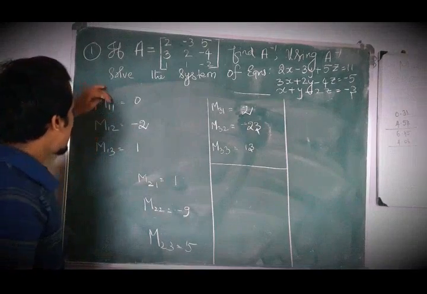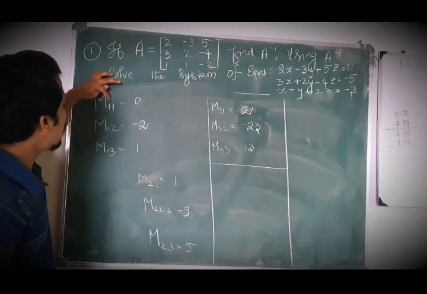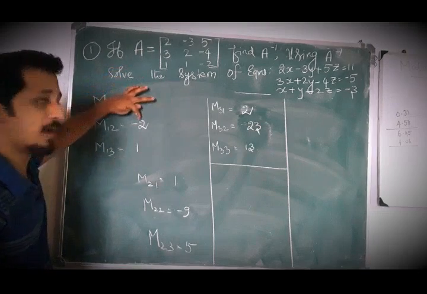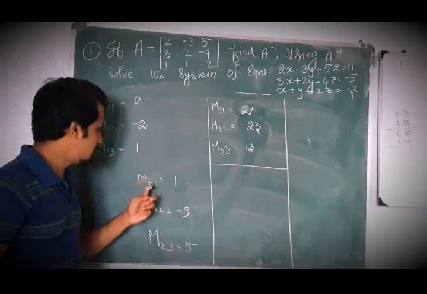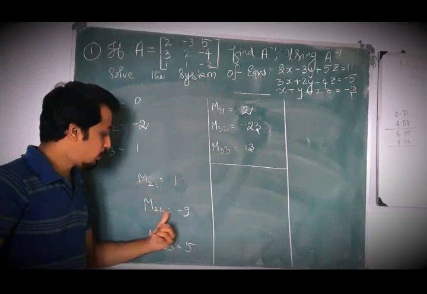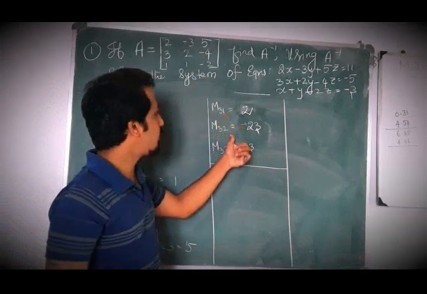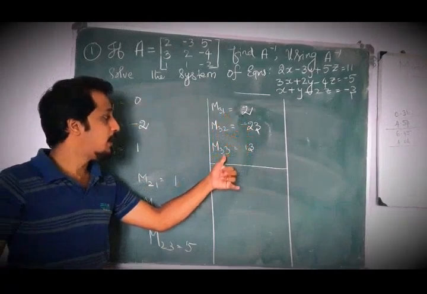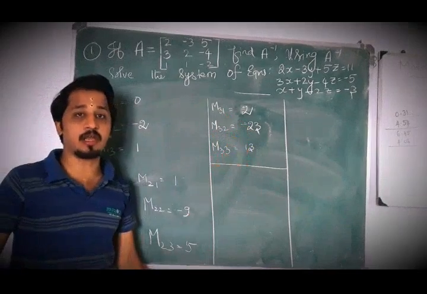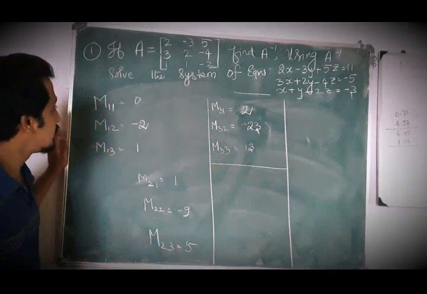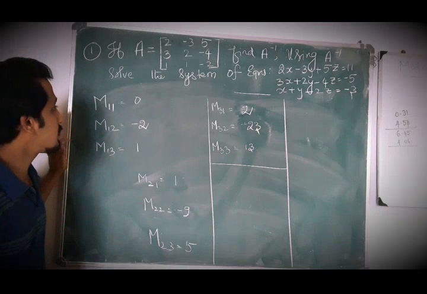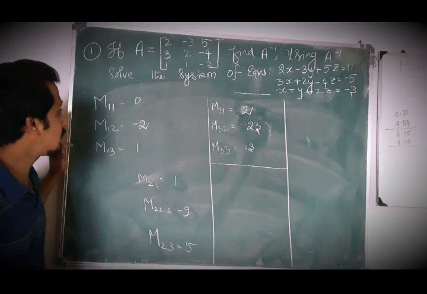Just go through this. These are all the minors: M11 is 0, M12 is minus 2, M13 is 1, M21 is 1, M22 is minus 9, M23 is 5, M31 is 2, M32 is minus 23, M33 is 30. Cross check whether it is correct or not.